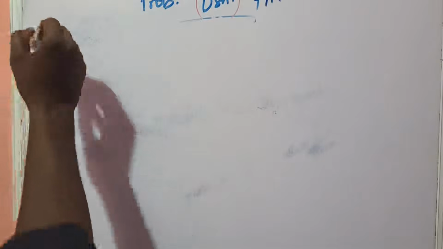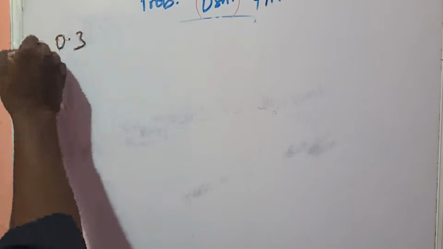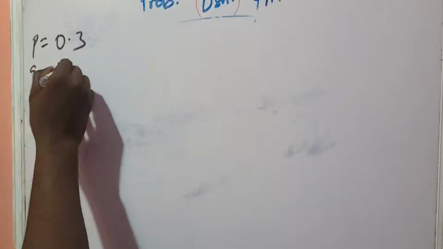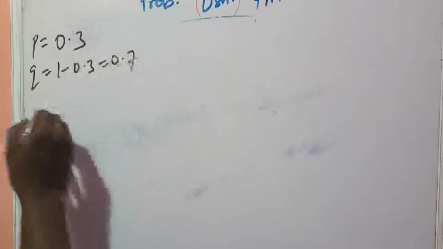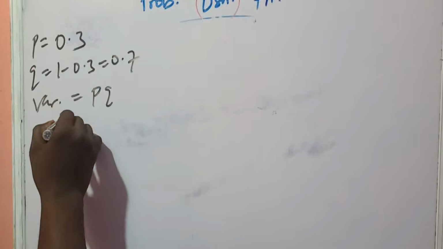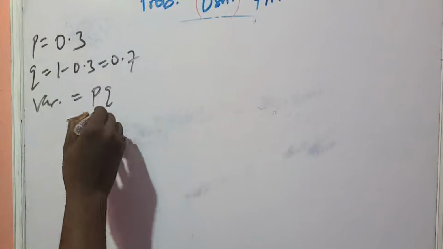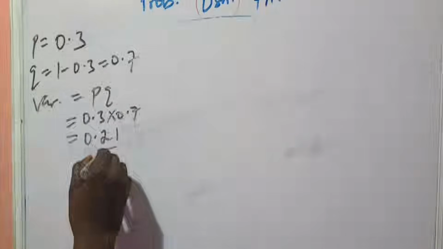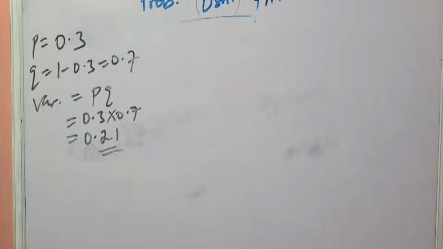So you have 0.09, you have 0.7, you have 0.3, and you have 0.21. If the probability of success is given as 0.3, that means probability of failure will be 1 minus 0.3, which is 0.7. And the variance for a Bernoulli distribution is given as P times Q. That will be 0.3 times 0.7. That will be 0.21. Right? Good. So we can move straight into binomial distribution. That is all about Bernoulli.